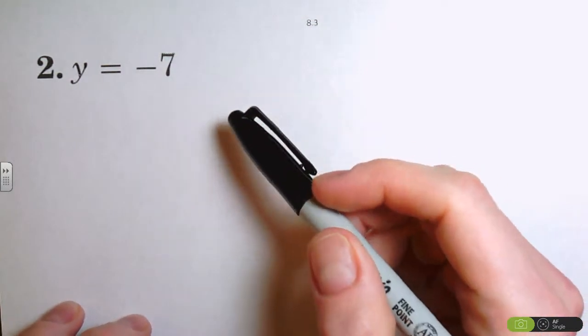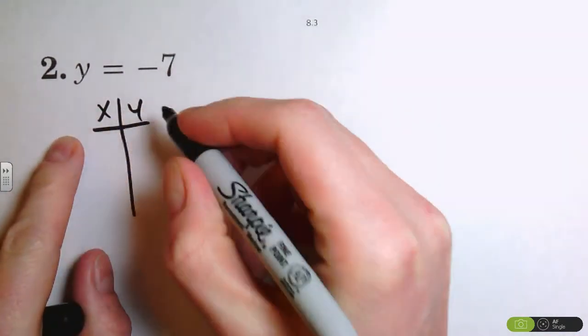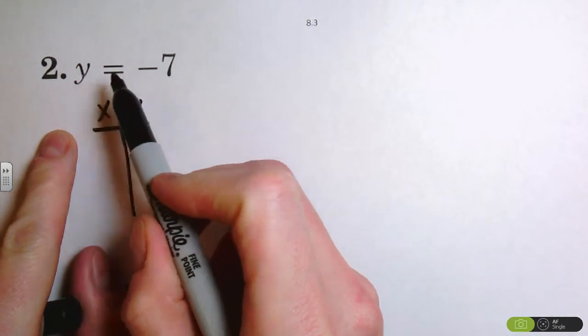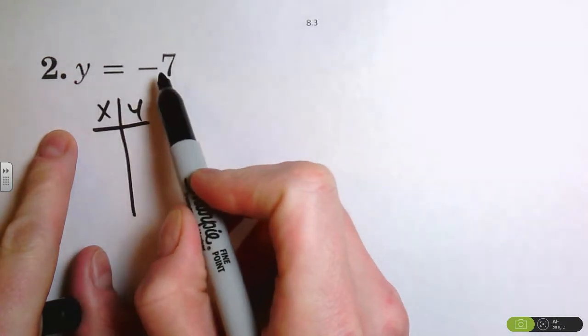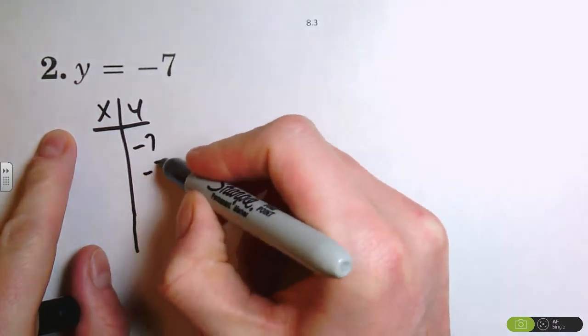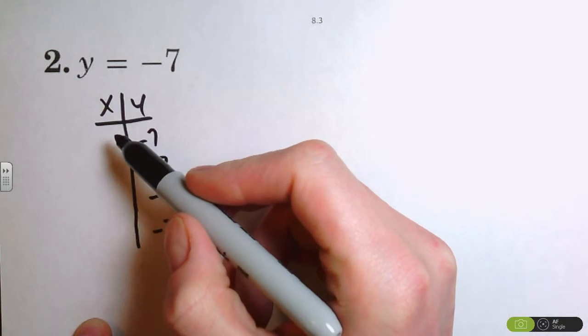Because here's what we have. We're supposed to have an x and a y that makes this true. Well, the problem is there's no x in there. The thing we know is that y has to equal -7. So how you do this problem is you create four -7s for y, and then it doesn't matter what in the world x is.